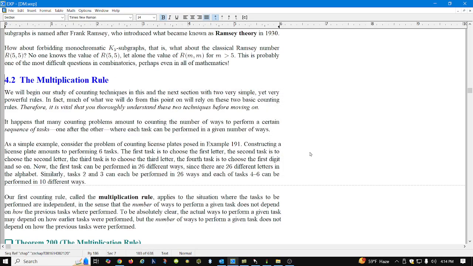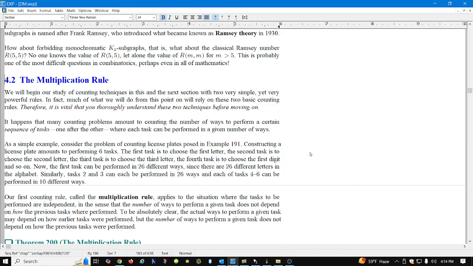In this video, we will continue our discussion of counting techniques, of combinatorics, and we're going to begin this study officially in this and the next section with two very simple yet very powerful rules. In fact, much of what we're going to do even after this section and the next is going to depend on these two basic counting principles. So it's very important that you have a good grasp on these two techniques before moving on.